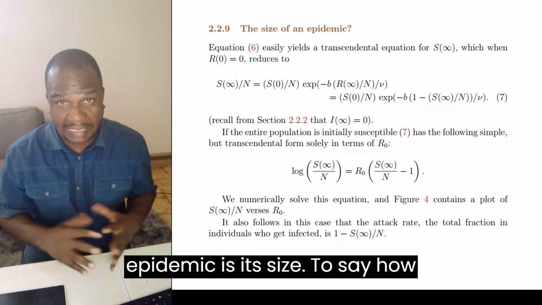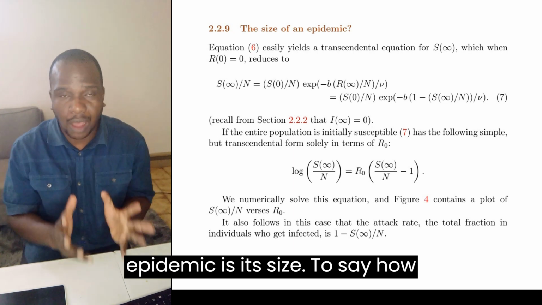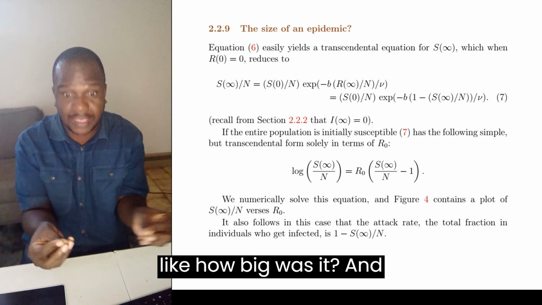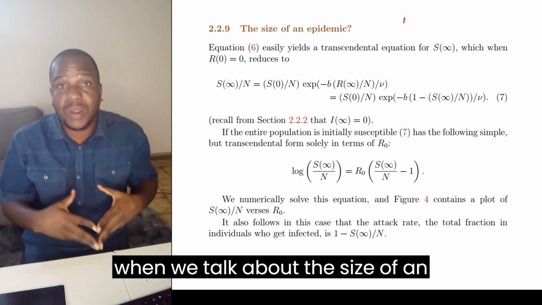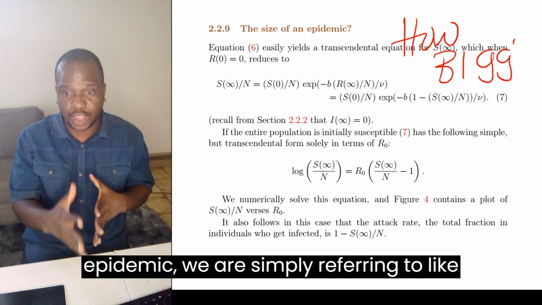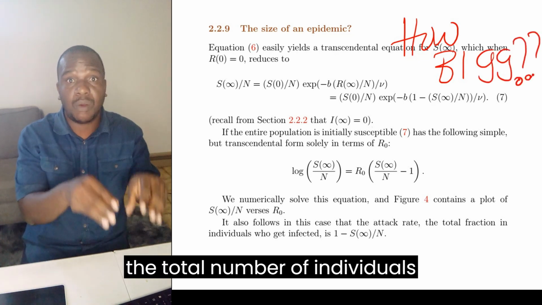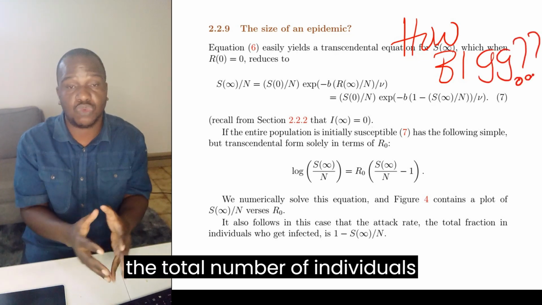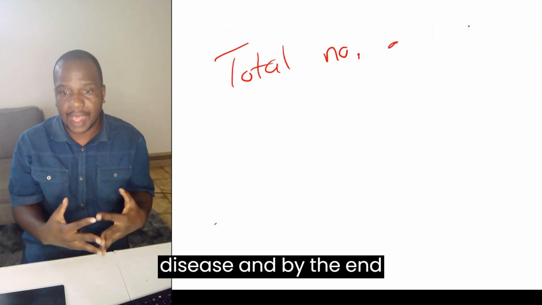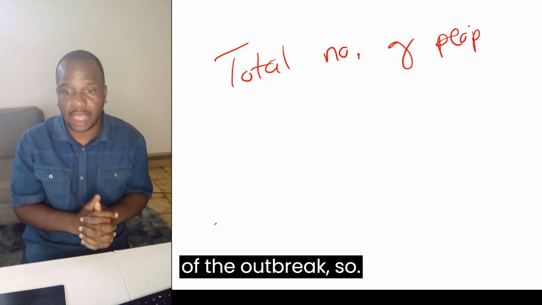So one of the questions that will be evaluated at the end of an epidemic is its size, to say how big was this epidemic, like COVID-19, how big was it? And when we talk about the size of an epidemic, we are simply referring to the total number of individuals who have been infected by the disease by the end of the outbreak.